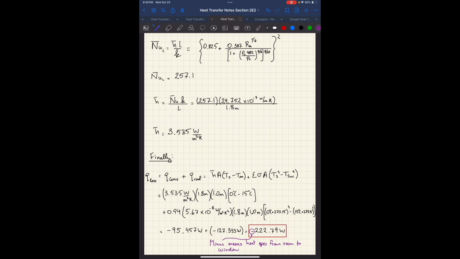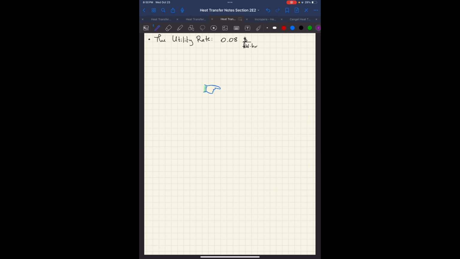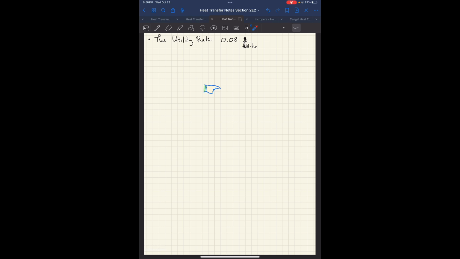They tell us that the utility rate is about 8 cents per kilowatt hour. So basically we want to calculate how many dollars a day we're throwing out the window, right? This is the Q that we're throwing out the window, literally throwing it out the window. We have to pay for that, right? So we have to calculate how much money that's equivalent to. I want my final units to be in dollars per day.